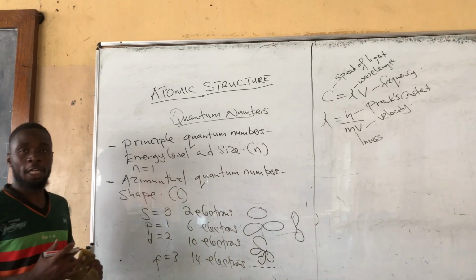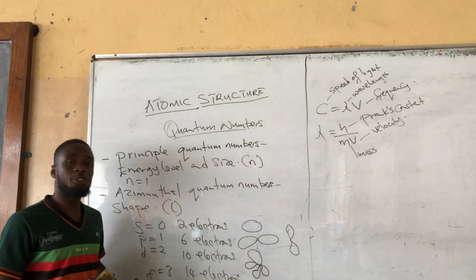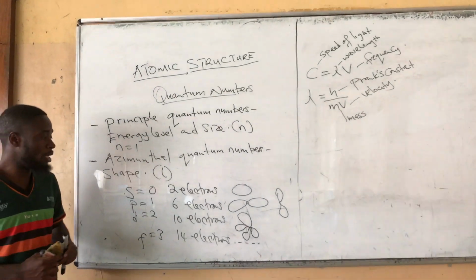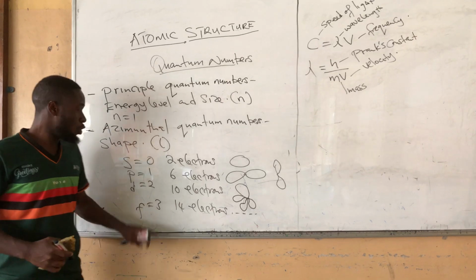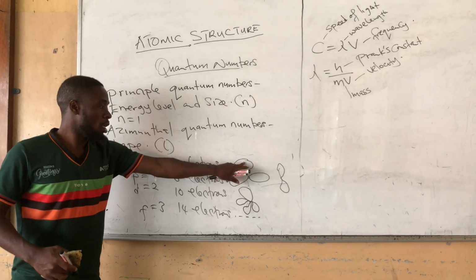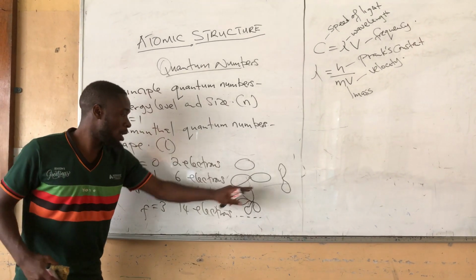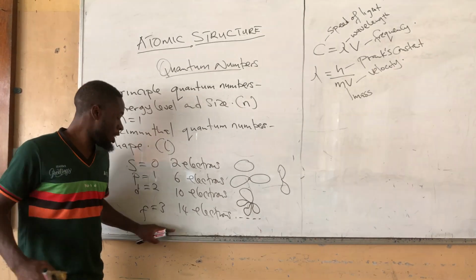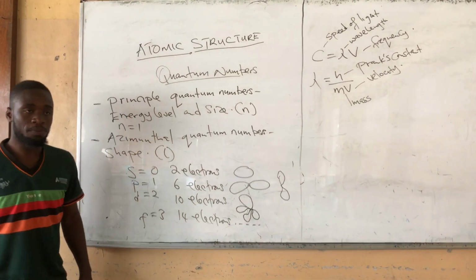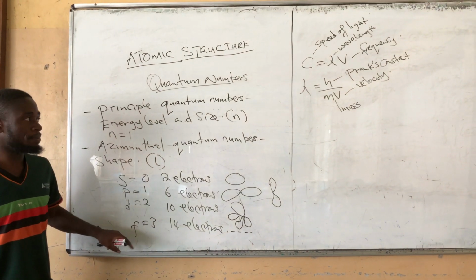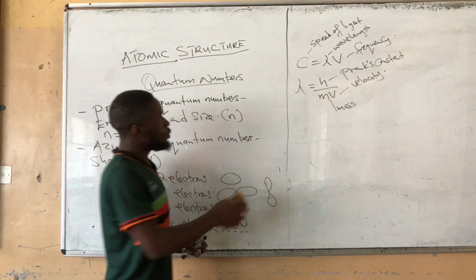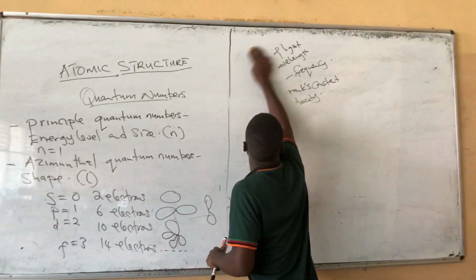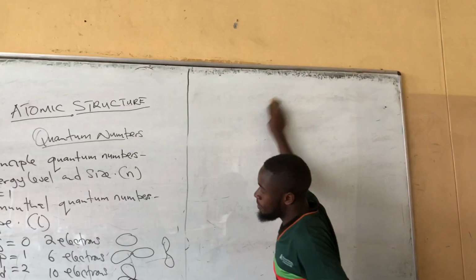F has a complicated shape, but make sure you know these three shapes. The first shape is for S, which is more like a sphere. The second is more like a flower, and F has a complicated shape. So these deal with the shape. Let's go to the next type of quantum numbers.